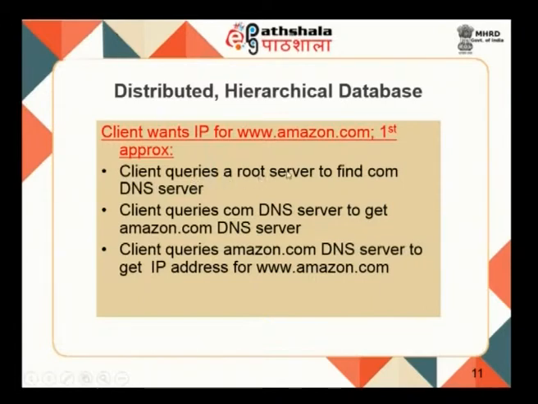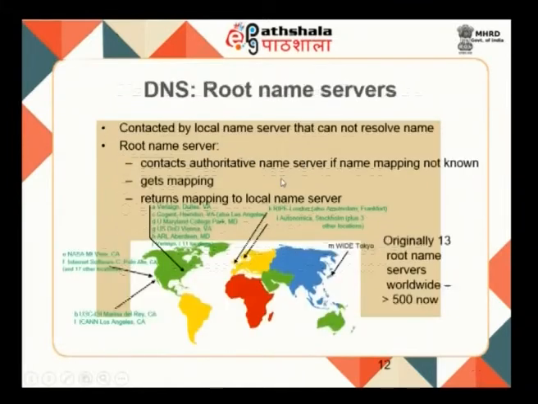So, the client could contact the root server to find the com domain server, and it can then contact the com domain DNS server to get the amazon.com DNS server, and once it contacts the amazon.com DNS server, it can get the IP address of www.amazon.com. This is one way in which you can resolve the address. This is what is actually done.